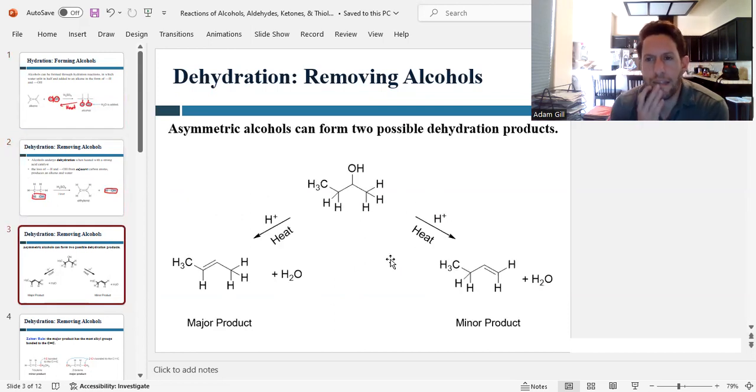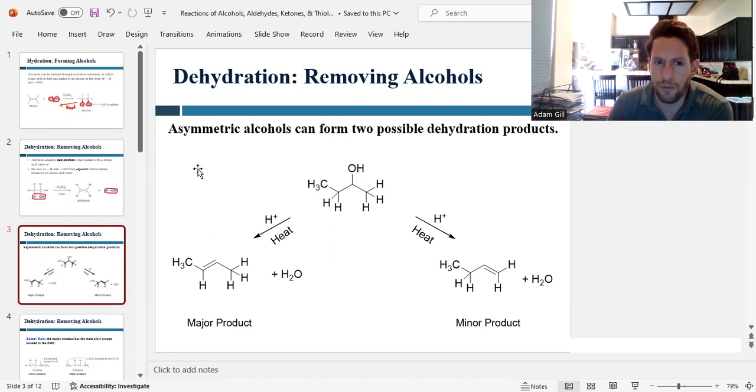Now, asymmetrical alcohols run into the issue of potentially forming two products. So let's consider this. Here's a molecule with an alcohol, and it's not symmetrical. The right side has a CH3, the left side has a CH2, and then another CH3. So that's different on each side.